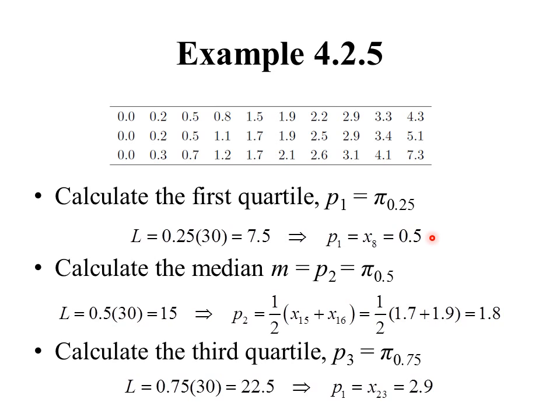So this data value here is 0.5. That's our 25th percentile. That means that 0.5 is bigger than about 25% of our other data values. This is our median, which is our 50th percentile. That means that 1.8 is bigger than about 50% of our data values. This is our third quartile, or the 75th percentile. It means 2.9 is bigger than about 75% of our other data values.